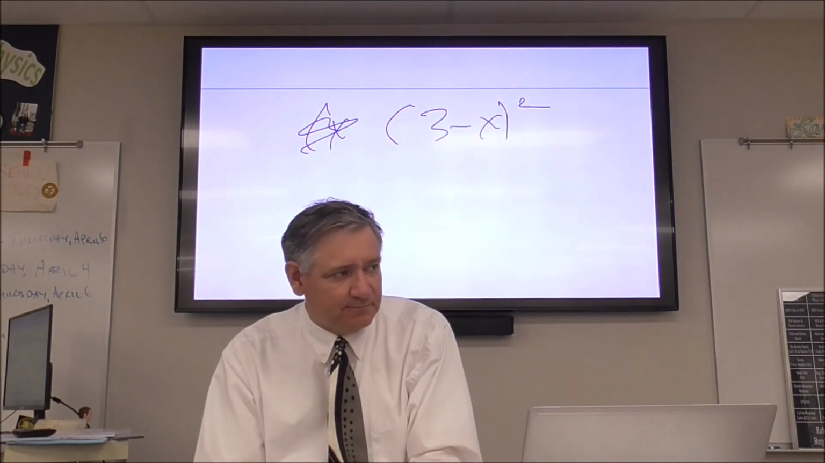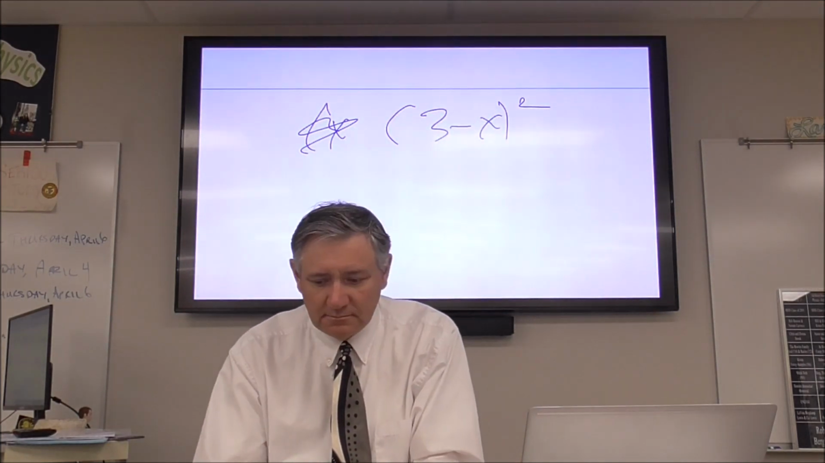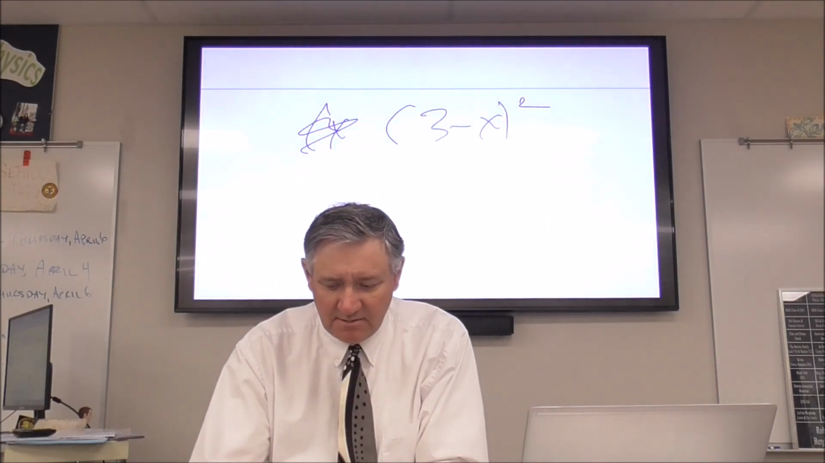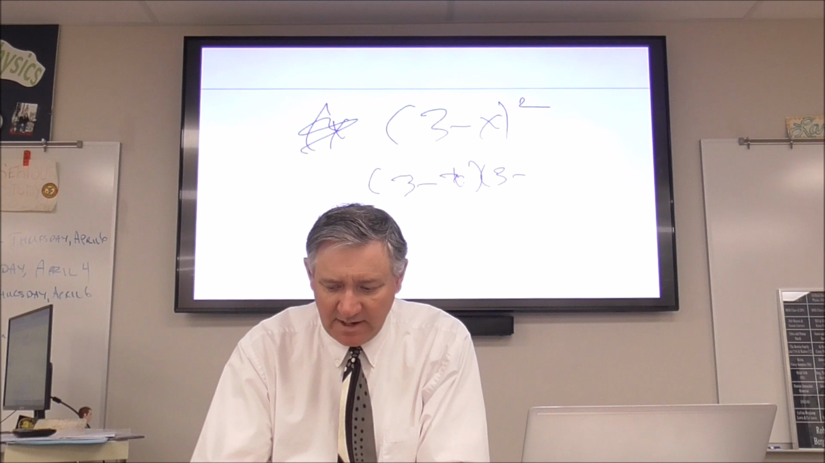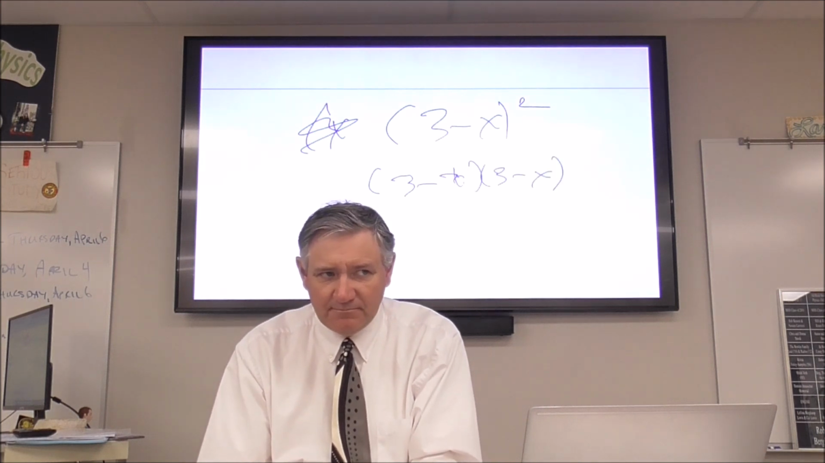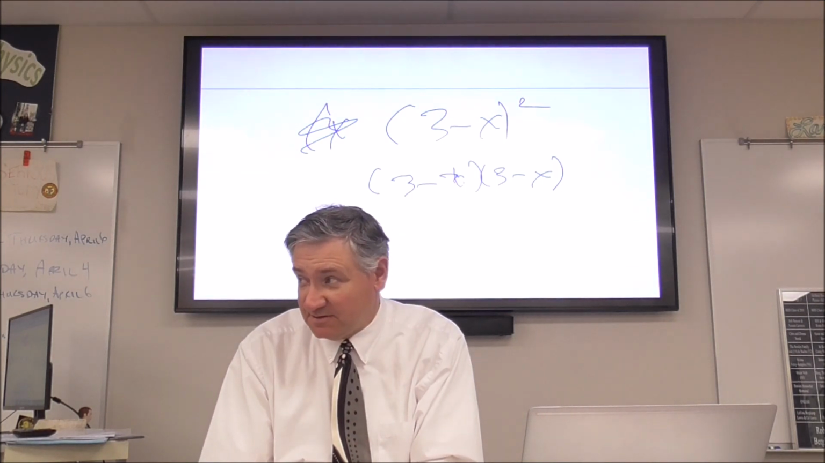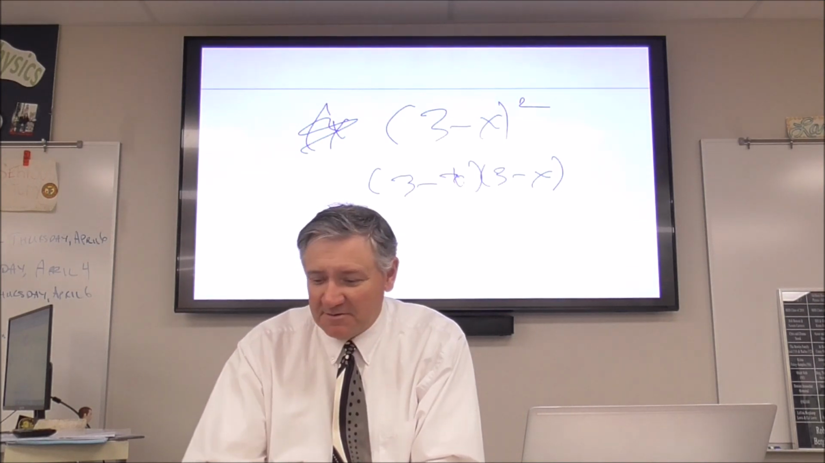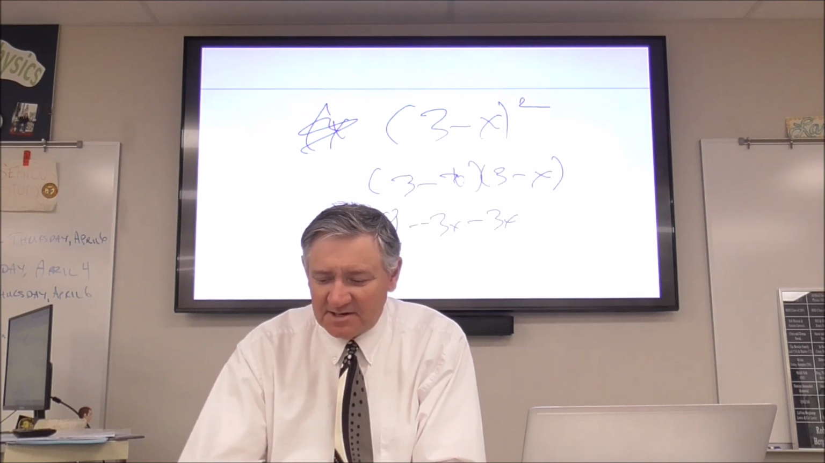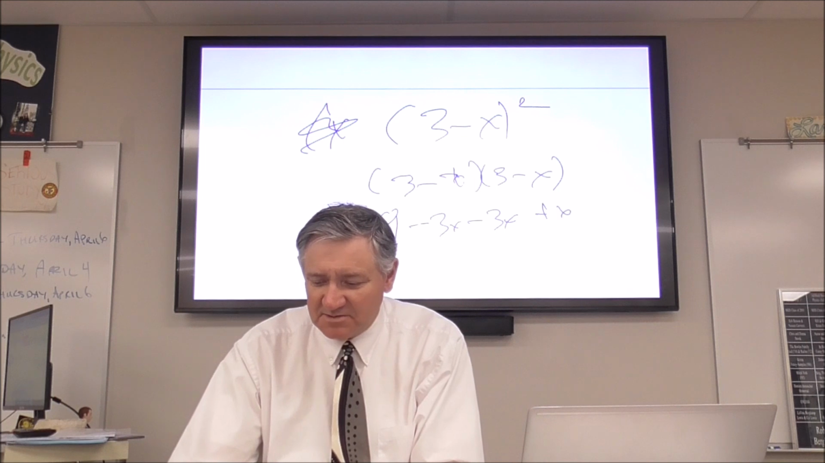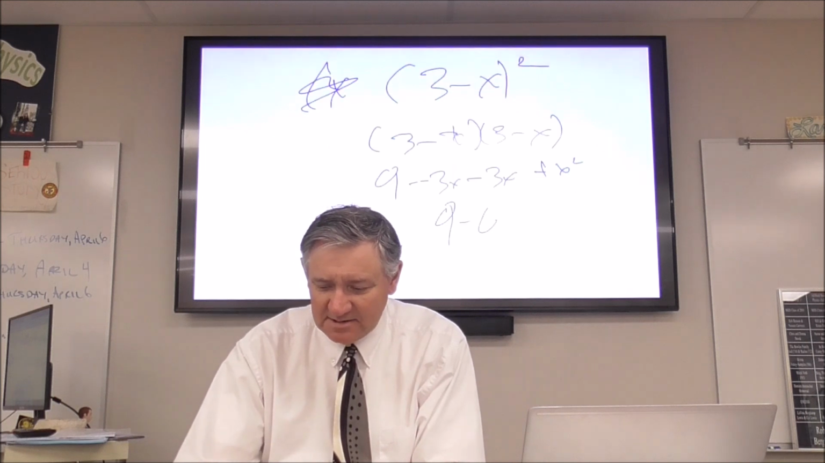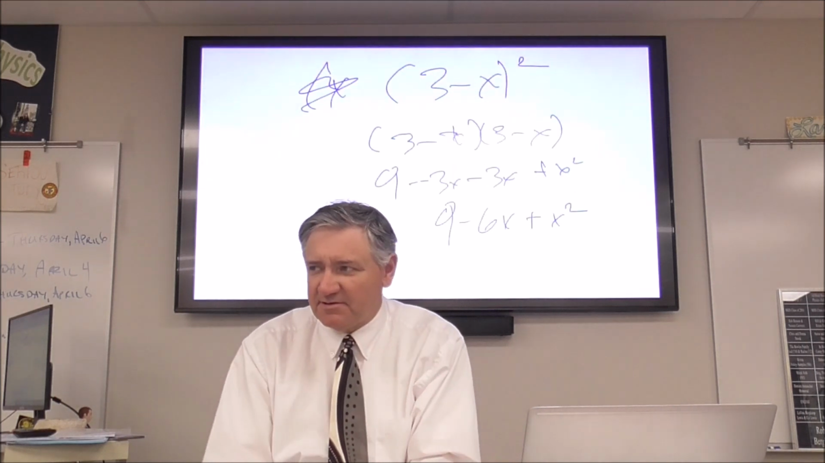What would you get? 3 minus x, 3 minus x. So that's 3 minus x times 3 minus x. So what would you get? Oh, I'm going to go to all of your Algebra 1 teachers and make them change your grades. 9 minus 3x minus 3x plus x squared, otherwise known as 9 minus 6x plus x squared, right?